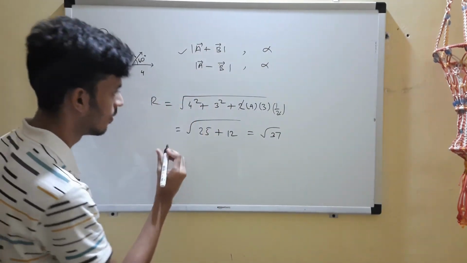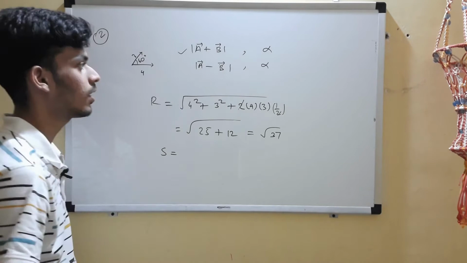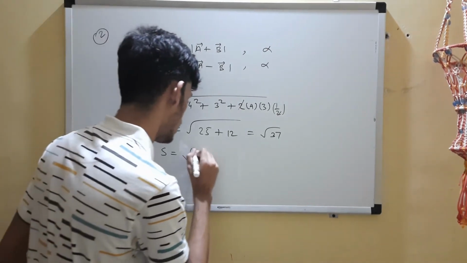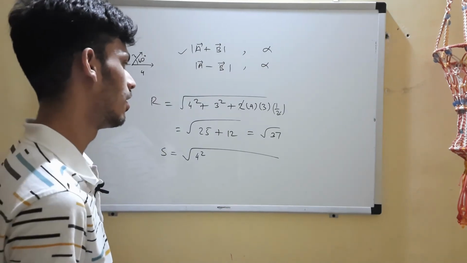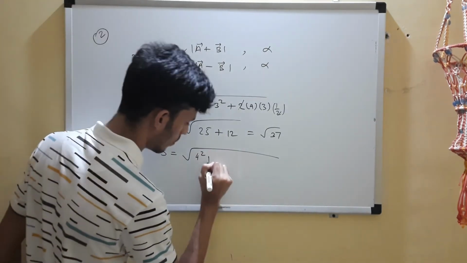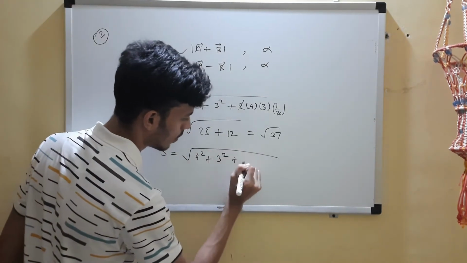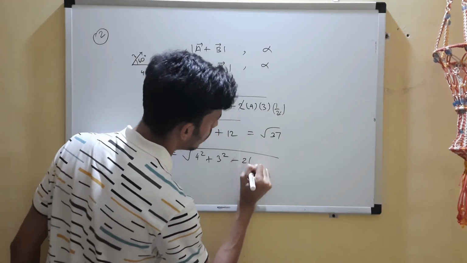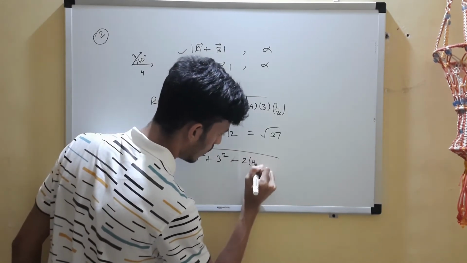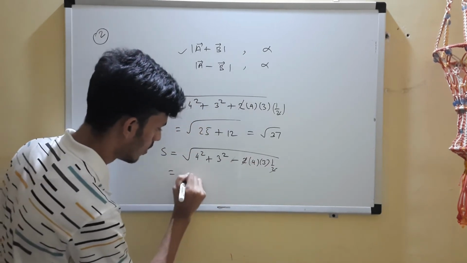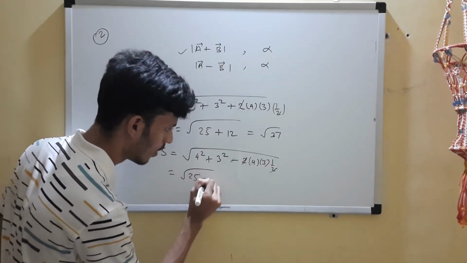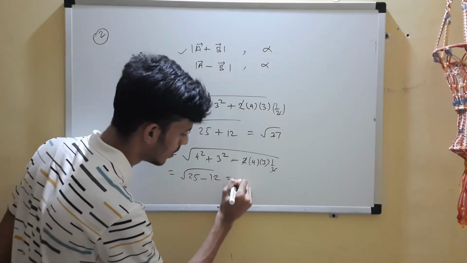Now we'll find s also. We have to find s, so only minus 2ab cos theta, right? So 25 minus 12, it will be 13. Let's do it: a square plus b square minus 2ab cos 60 half. This cancels. You have 25 minus 12, which is root 13.